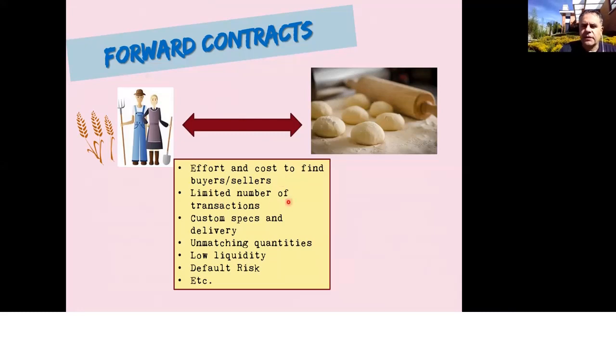Also, there is a limited number of transactions. It has some custom characteristics of the asset and delivery conditions. And in many cases, the quantities do not necessarily match. So we can very commonly have unmatched quantities. And we have low liquidity, and there is an important default risk, since one of the participants may not fulfill his part of the contract. For example, the farmer may not deliver the wheat on the agreed expiration time, or the bread factory may say, I do not want the wheat anymore, I won't buy it. So that's a probability that may happen on a forward contract.